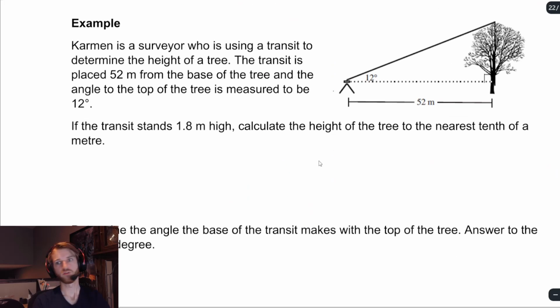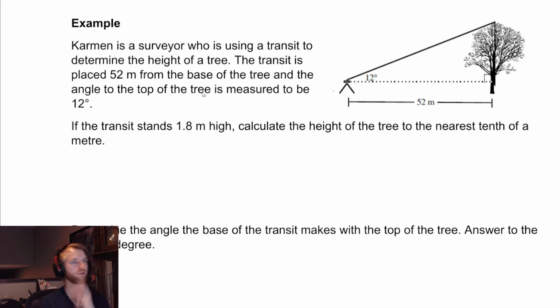All right, so this problem is talking about a surveyor who is using a transit to determine the height of a tree. This is like a little machine on a tripod, and it is determining the height of this tree. It says it's placed 52 meters from the base of the tree, so that's the length of this side of the triangle. And the angle to the top of the tree is measured to be 12 degrees, so that's this angle. If the transit stands 1.8 meters high, so that is off the ground here, calculate the height of the tree to the nearest tenth of a meter.